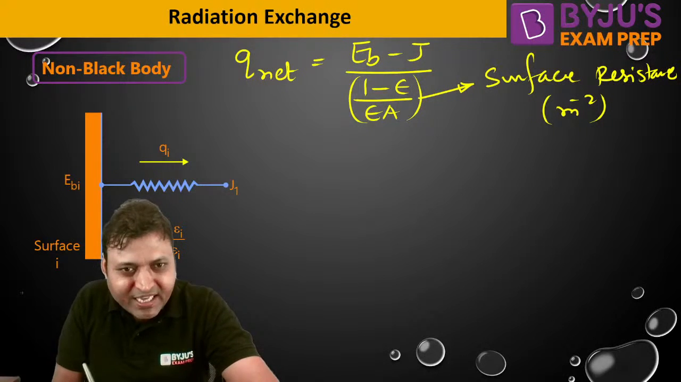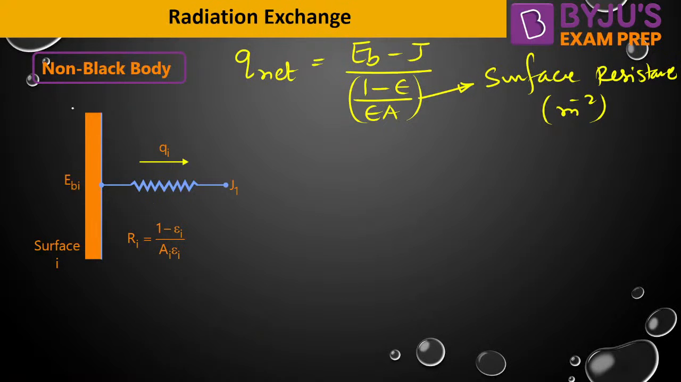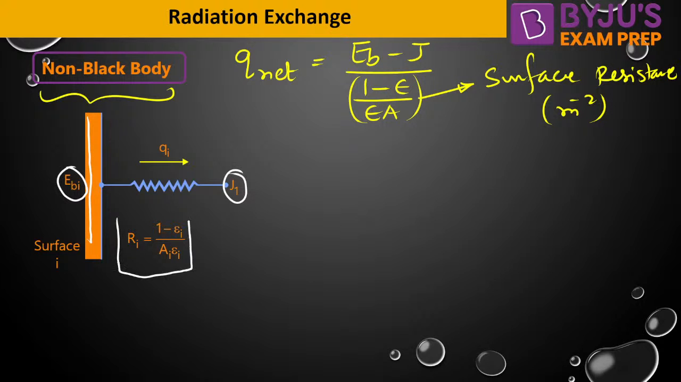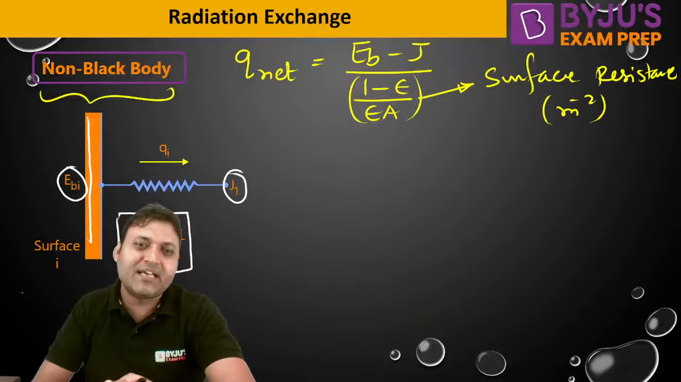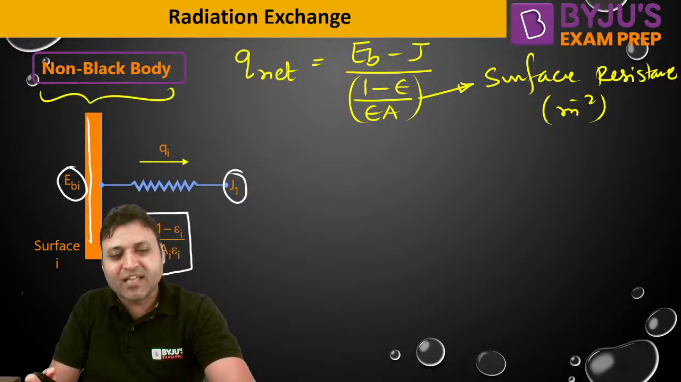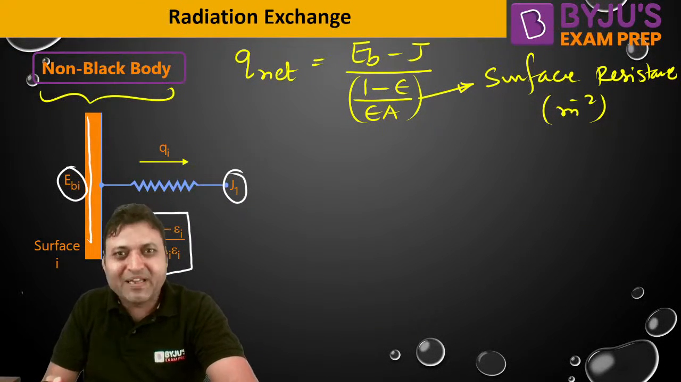So if we draw the circuit diagram, then we can say the non-black body can be treated as a black body whose potential is EB, and there is a cover, the potential is J, and there is a surface resistance that is given by (1 minus epsilon) upon (epsilon into A). So any non-black body can be considered as a black body with a cover, and that will provide one extra thermal resistance, that is called the surface resistance.